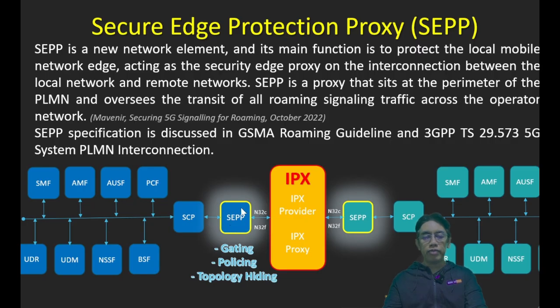The SEPPs between the two mobile network operators are connected via the N32 interface, which consists of N32-C for the control plane and N32-F for the data plane. Further discussion of the SEPP specification can be found in the GSMA roaming guideline and the 3GPP technical specification 29.573 about the 5G system element interconnection.